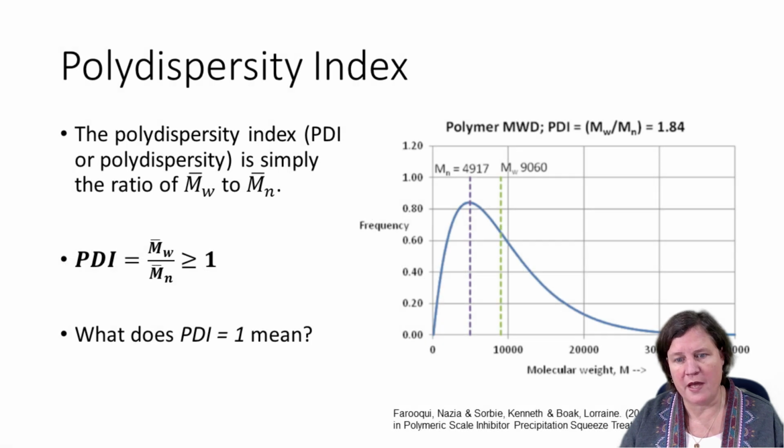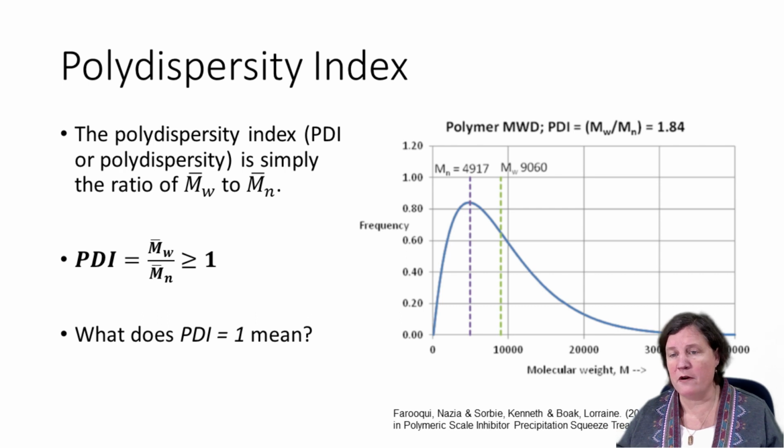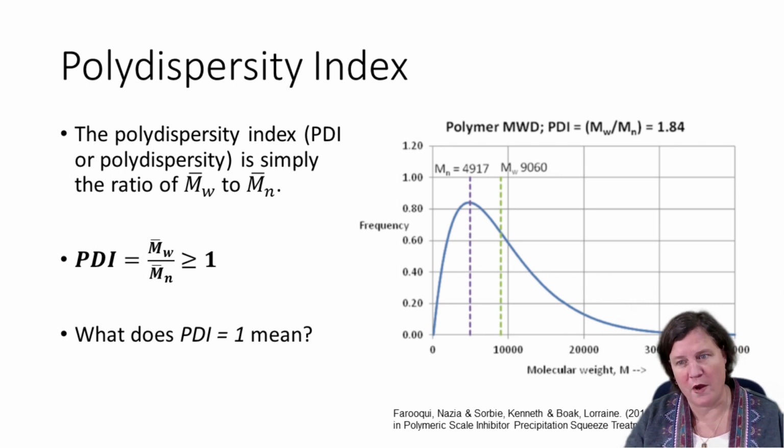The way we do that is with what we call the polydispersity index. The polydispersity index, or the polydispersity, is just a ratio of Mw over Mn. So the weight average molecular weight over the number average molecular weight, and that is always greater than or equal to 1. If you ever calculate the polydispersity index and you get a number less than 1, you know you had to have made a mistake. And the most common mistake is that you put Mn over Mw. Polydispersity is always greater than or equal to 1.